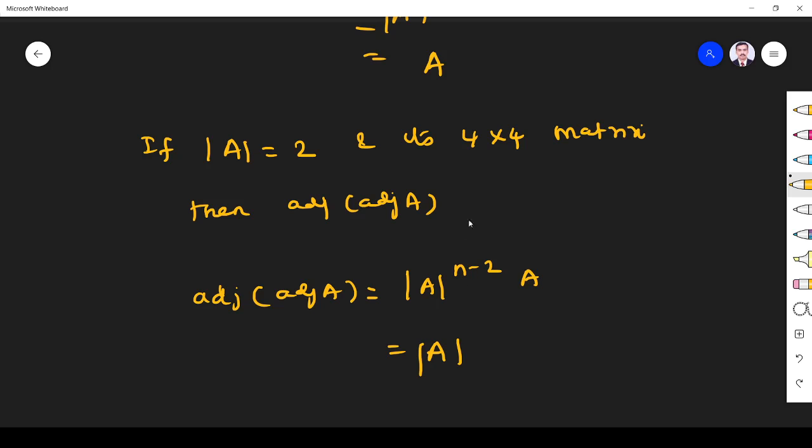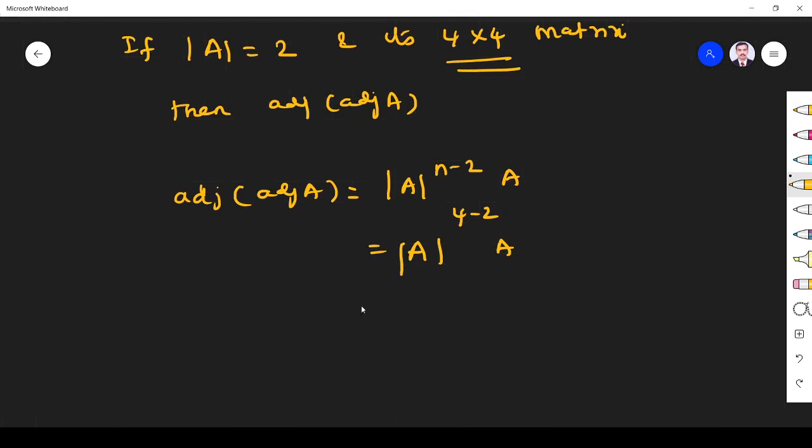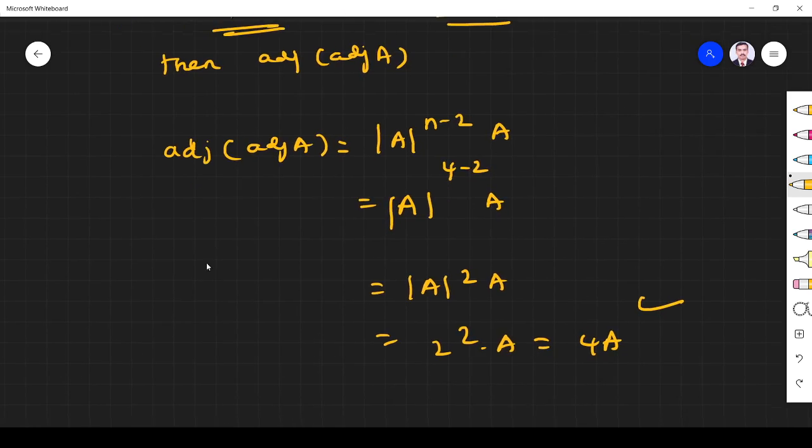N is 4, the size of the matrix, so it is 4 minus 2, into A. Fine, so it is mod A squared into A. Determinant A they have given, so it is 2 squared into A, that is 4A. So the answer is 4A. In this type of question, we can expect this type of question.